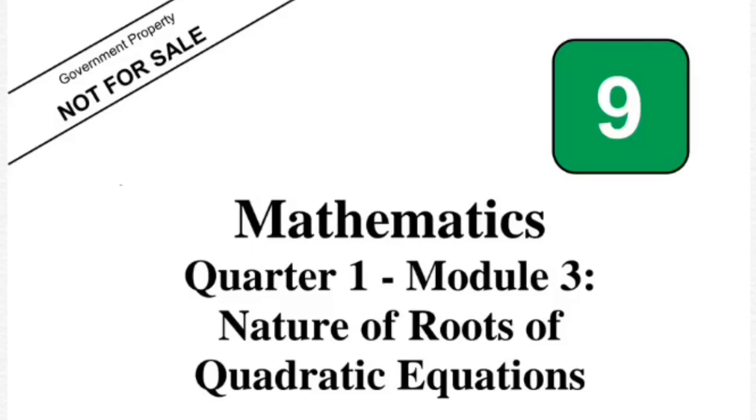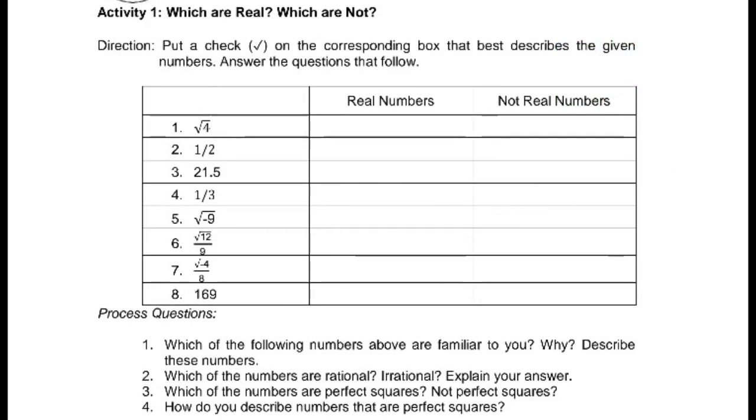For today, I'll discuss Quarter 1, Module 3, Mathematics 9, Nature of Roots of Quadratic Equations. So let's have first Activity 1 here, which are real and which are not. Direction: put a check on the corresponding box that best describes the given numbers. Answer the questions that follow. So you will just check here if the given is a real number or not a real number.